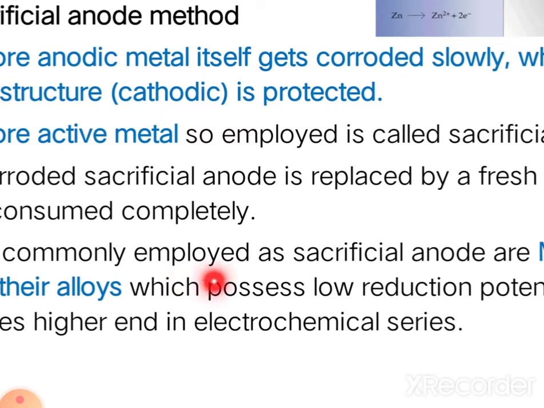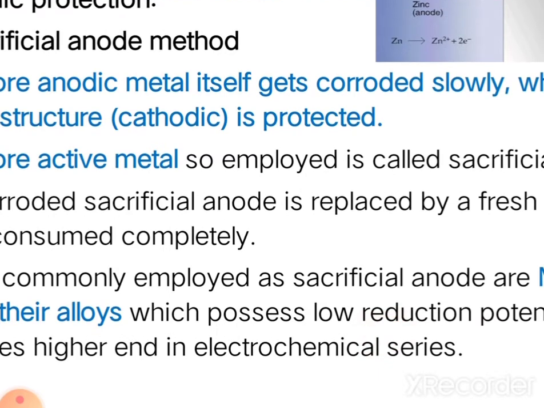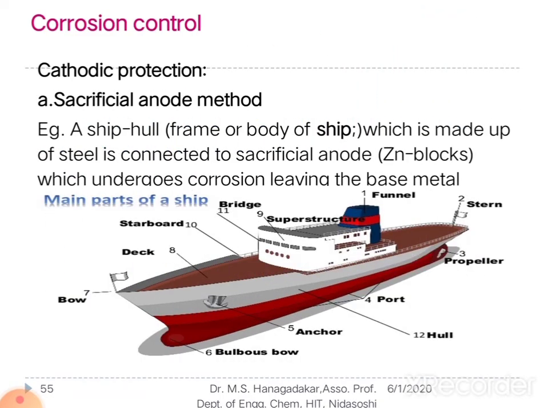The most commonly employed sacrificial anodes are magnesium, zinc, aluminum and their alloys, which possess low reduction potential and occupy a higher position in the electrochemical series, so they suffer the corrosion. Let us take a very good example here.